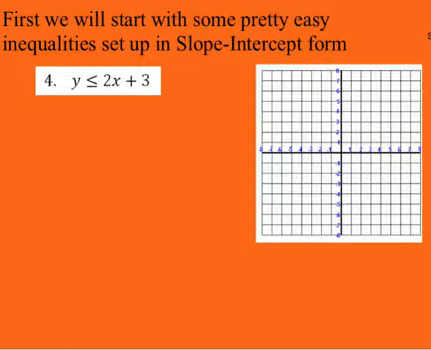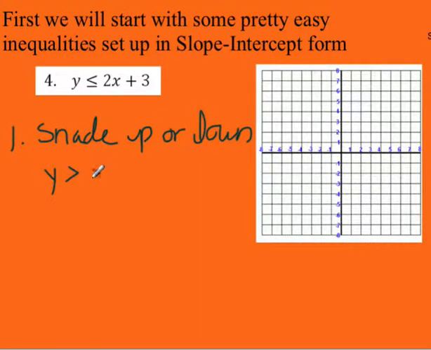So step 1 would be to decide where we want to shade. Okay, so step 1 is, do we shade up or down? So if the inequality is opening towards the y, like either of those two symbols, then you're going to shade up. If the inequality is opening away from the y, like those symbols, you're going to shade down. Step number 2 is to determine what type of line.